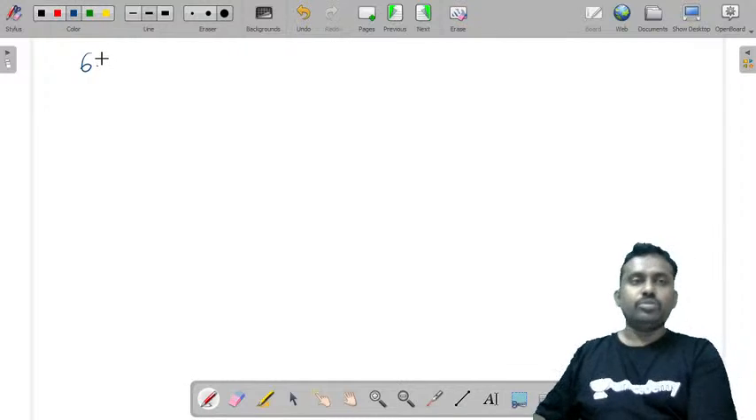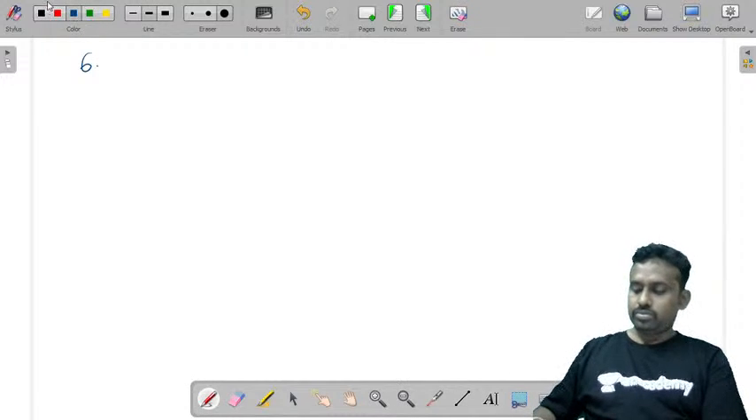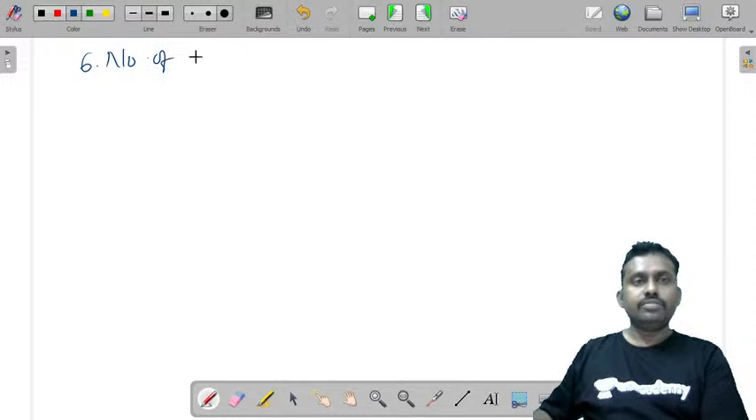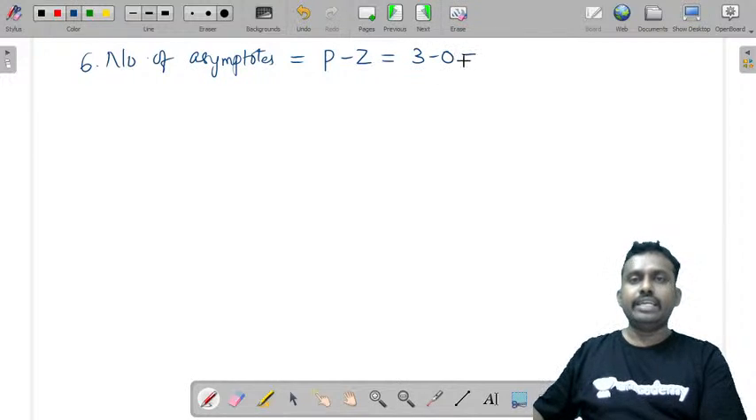The number of asymptotes: what is the expression for that? It is P minus Z. What is P? 3. Z is 0. So the number of asymptotes is 3. What are these asymptotes? Asymptotes are straight lines, the paths of the root locus which are tending to infinity.